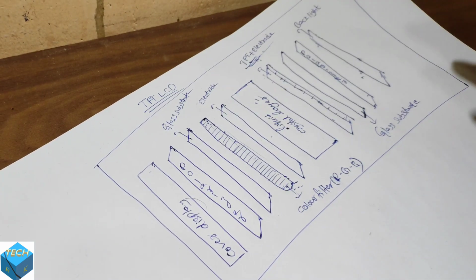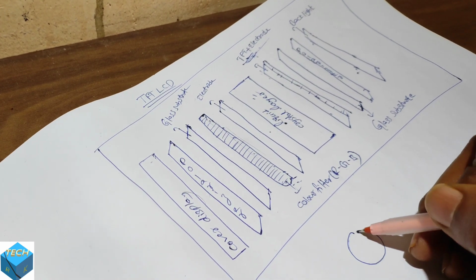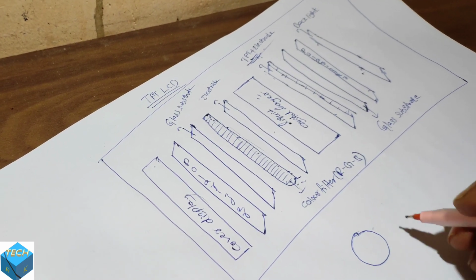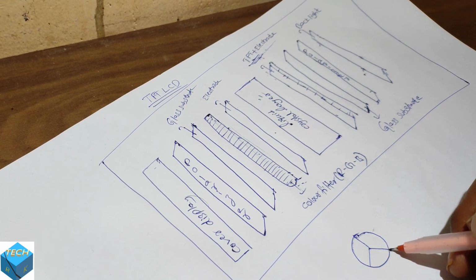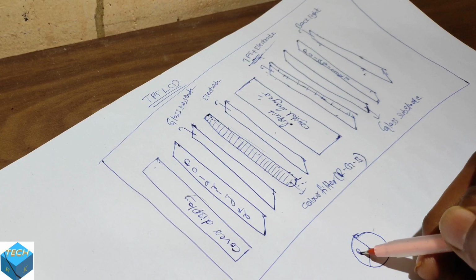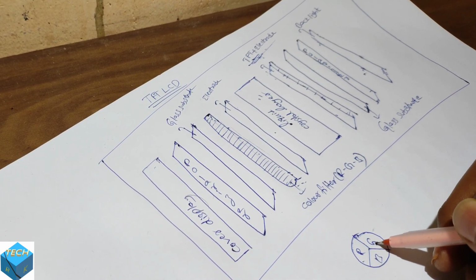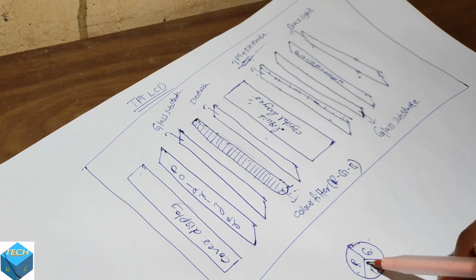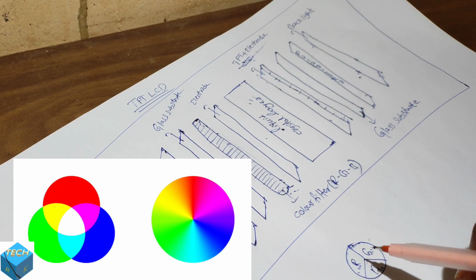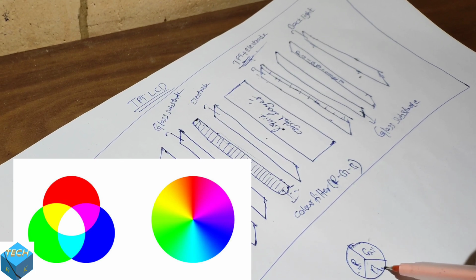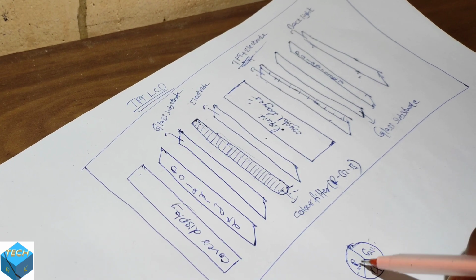For example, in the case of this TFT LCD, let us consider this as a pixel. So this pixel is subdivided into 3 subpixels R, G and B. Red color, green color and blue color. Why are we using only red, green, blue? Because with the combination of these red, green and blue colors, we are able to produce millions of colors. That's why we are using only red, green, blue colors.